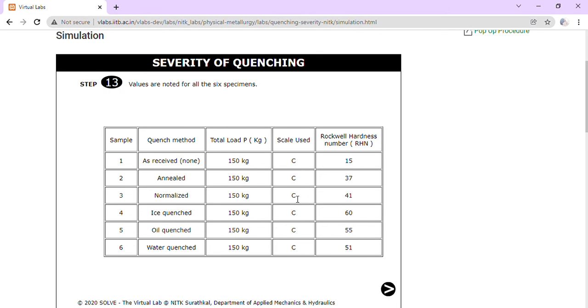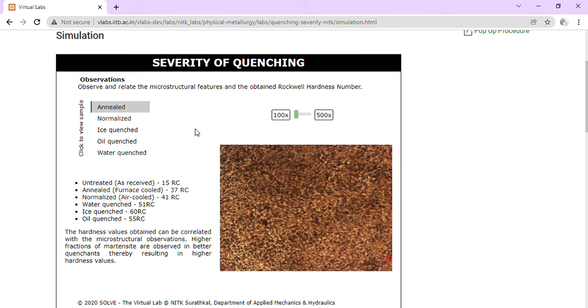Step 13. So values are noted for all the 6 specimens. So based on the table, we can see that ice quench has the highest Rockwell hardness number, while as received, none is the baseline. So it has the lowest Rockwell hardness number. So the observation is untreated as received.